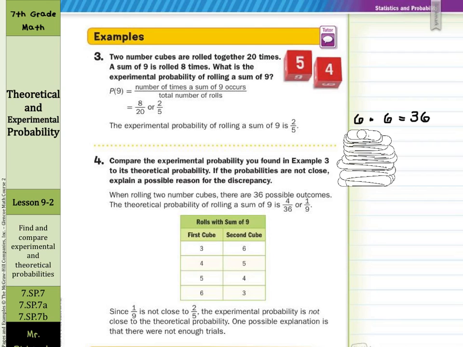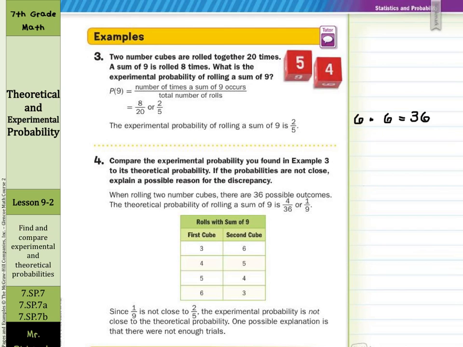Now, the theoretical probability of rolling a sum of 9, it says, is 4/36, which is 1/9. And how do we get to that? Well, think about the different ways you can get a 9 when you roll 2 number cubes, 2 dice. You can get a 3 and a 6, a 4 and a 5, a 5 and a 4, and a 6 and a 3. Those are all possibilities for getting a sum of 9. So that's 4/36, which is 1/9. Since 1/9 is not close to 2/5, the experimental probability is not close to the theoretical probability.